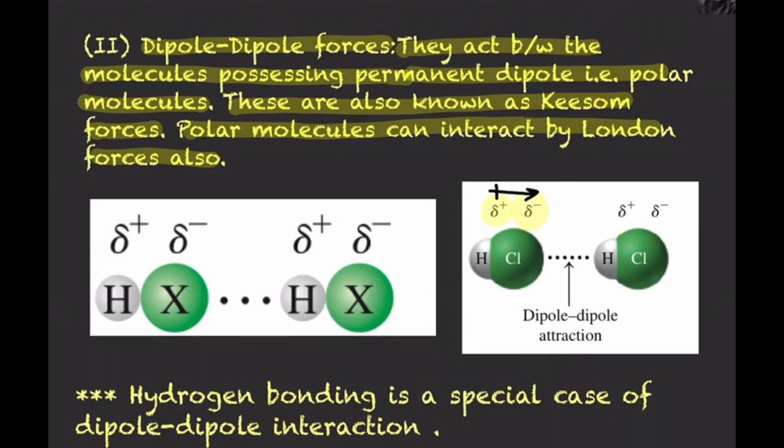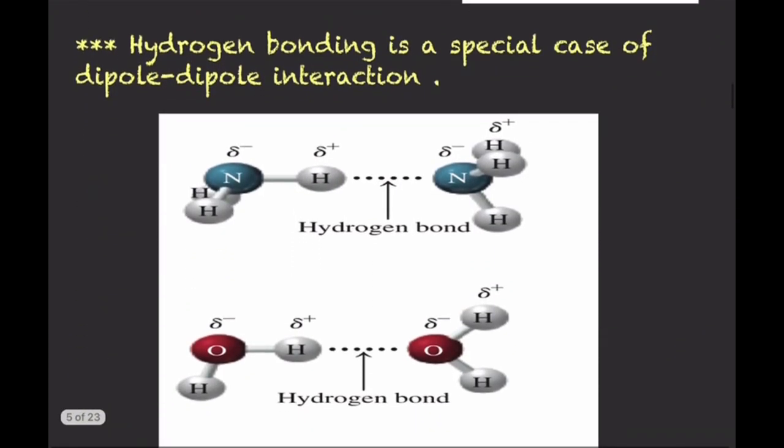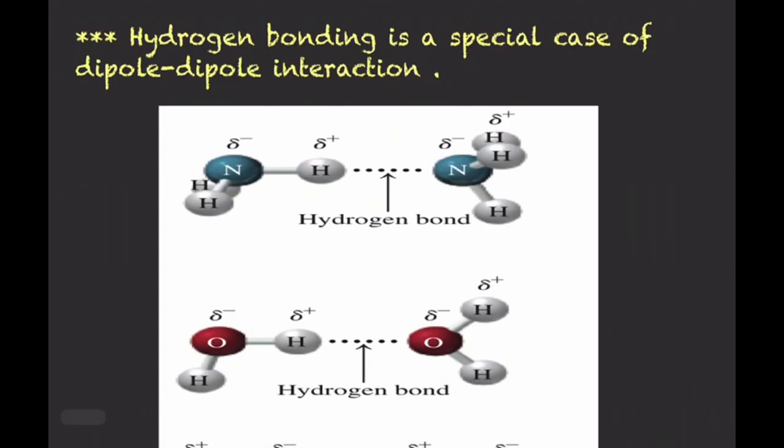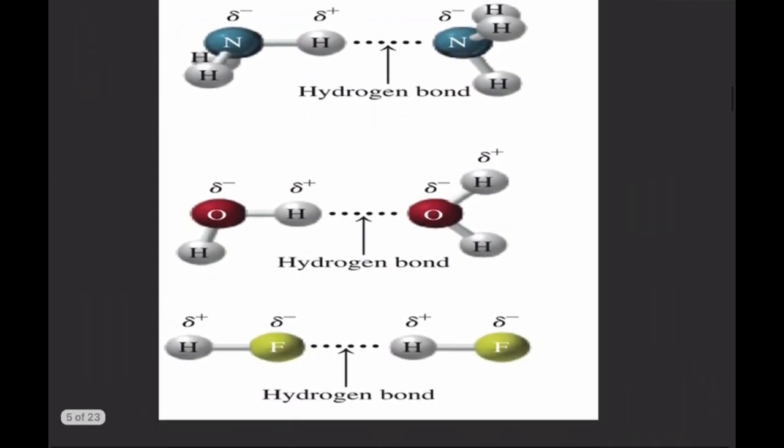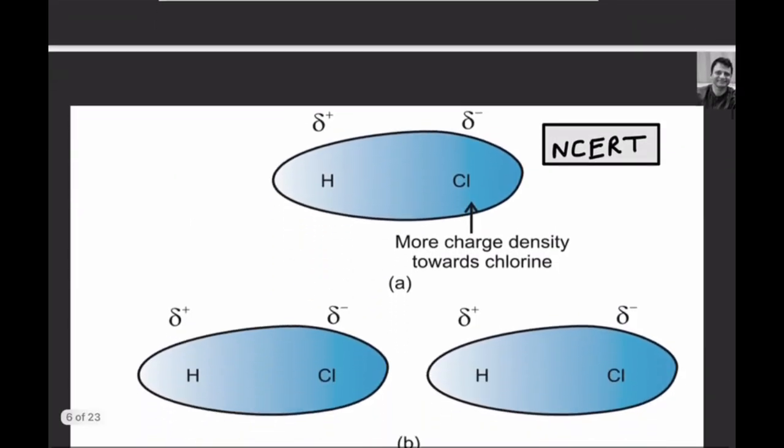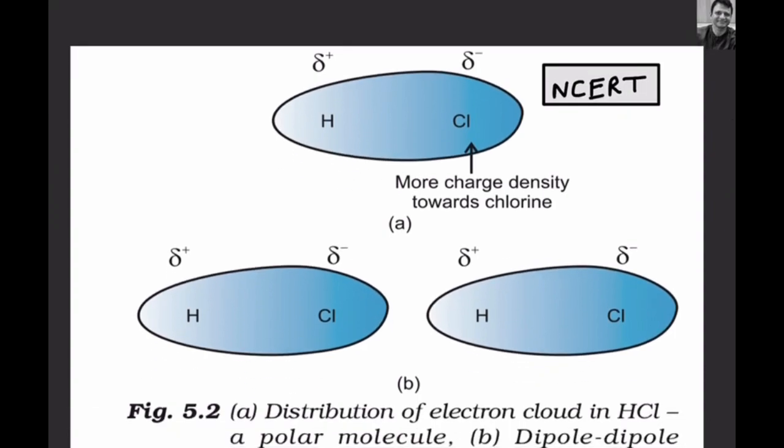Hydrogen bonding is a special case of dipole-dipole interaction. We know the condition for hydrogen bonding. In most cases, when a hydrogen atom is attached to a nitrogen, oxygen or fluorine atom, and then this hydrogen atom comes in contact with another nitrogen, oxygen or fluorine atom, there is formation of a hydrogen bond. Here are some examples, like ammonia. Between two ammonia molecules there are hydrogen bonds. Similarly, between two water molecules there are hydrogen bonds, or between two hydrogen fluoride molecules there is a hydrogen bond. So a hydrogen bond is a special case of dipole-dipole force of attraction.